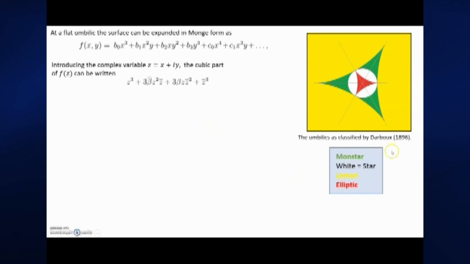So I realise now, of course, being in Brazil, I should have coloured the lemons green and the Monstars yellow. As we know, the best caipirinhas are made from green lemons.